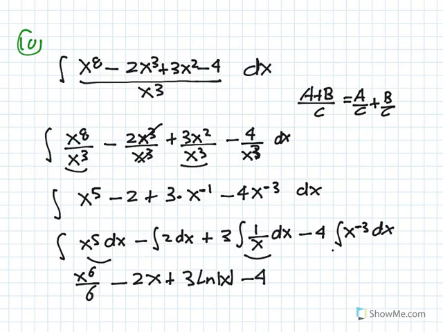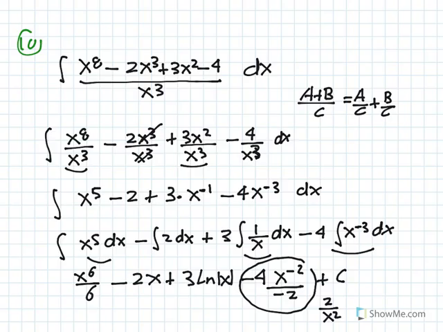And reversing the power rule, integral of x to the minus 3 is going to be x to the minus 3 plus 1, which is minus 2, over minus 2, plus c. And we can simplify this a little bit more. That's going to be 2 over x squared, if you were to simplify that. All right, so the whole result is x to the 6 over 6 minus 2x plus 3 log absolute value of x plus 2 over x squared plus c.